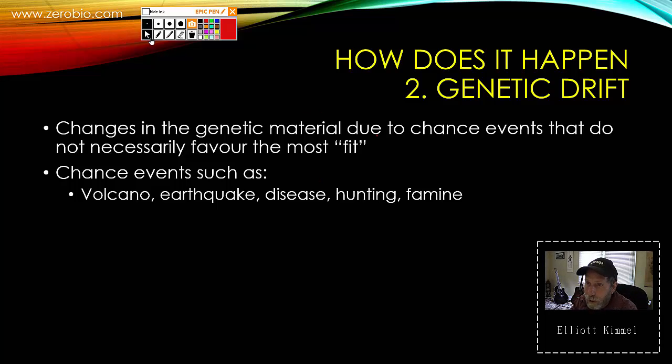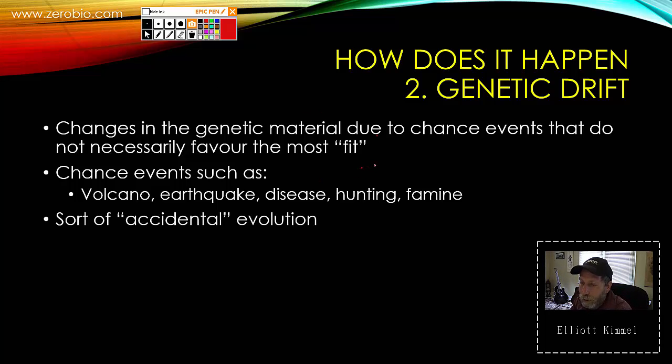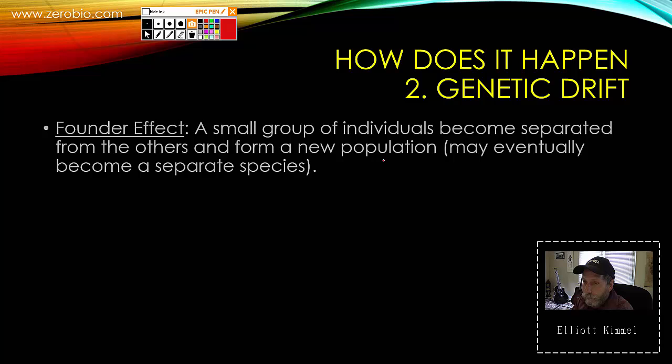So let's look at some examples of how this could work. Sort of accidental evolution. All right, so two types of genetic drift I want to talk about are the founder effect and bottlenecks. A founder effect is when a small group of individuals become separated from the others and form a new population. They may eventually become a separate species. So we have a small population that becomes separated from the others.